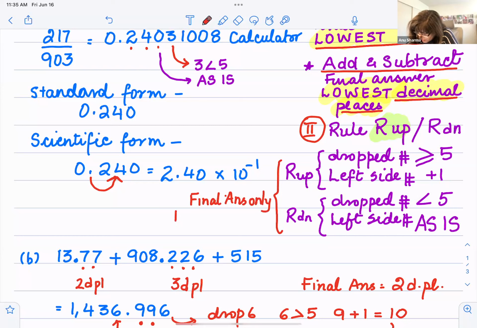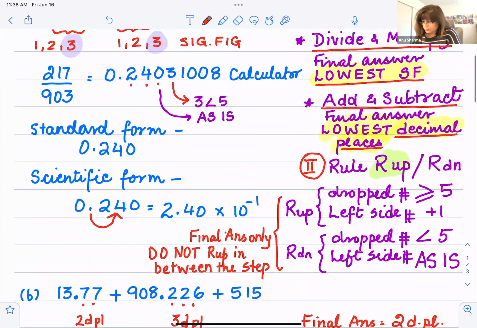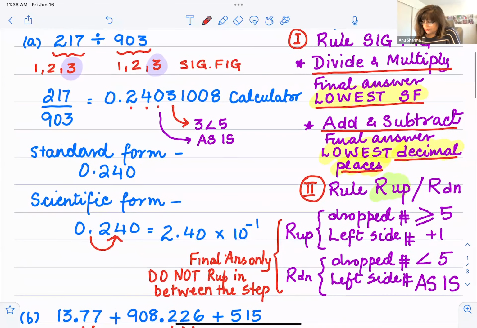So do not round up in between the steps. Leave them as they are. In case of doubt, always use the significant figure rules. And you can also just leave the numbers raw in the steps.